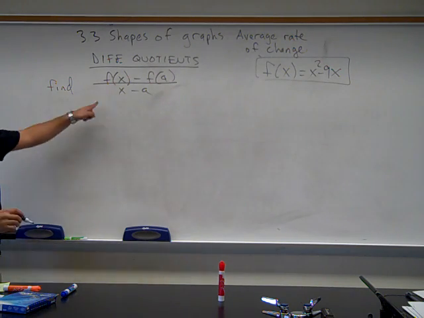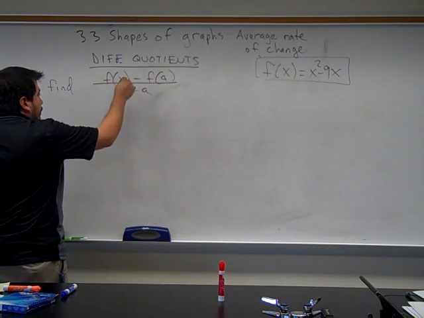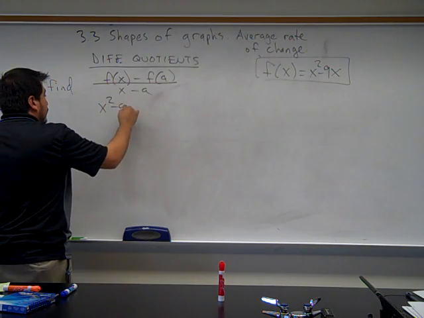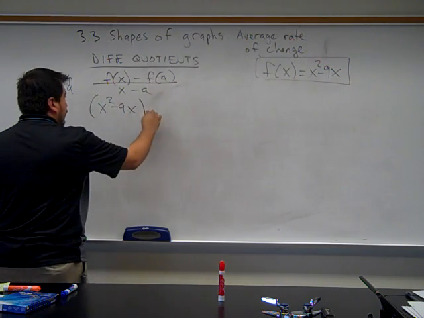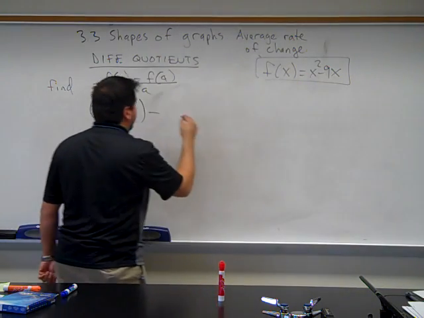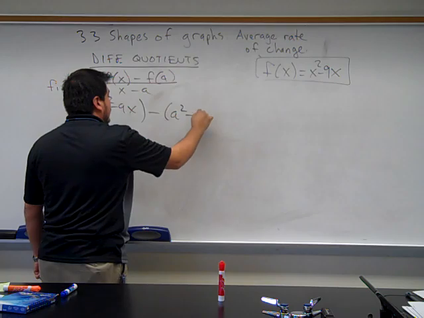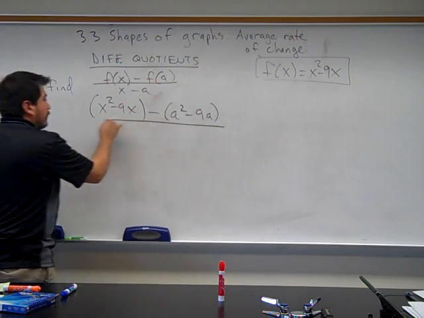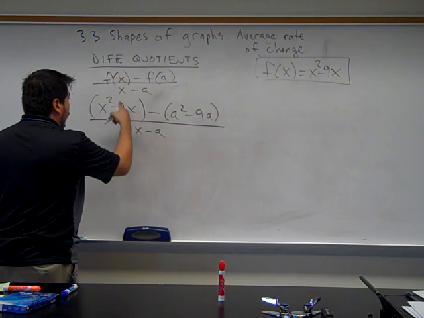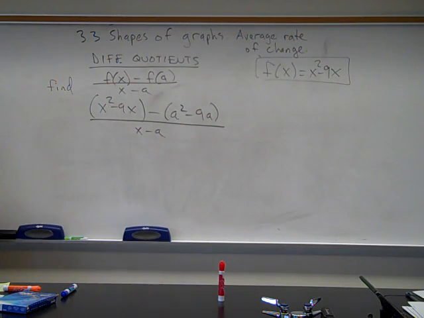What does it look like? Well, all you're going to do is plug in your input. Here my input is x, so I don't do anything to it. Here's f of x. Here my input changes to a, so I plug in a. You get a squared minus 9a. Okay? And then the bottom is x minus a. There's no f in front, so I'm not plugging it into anywhere.